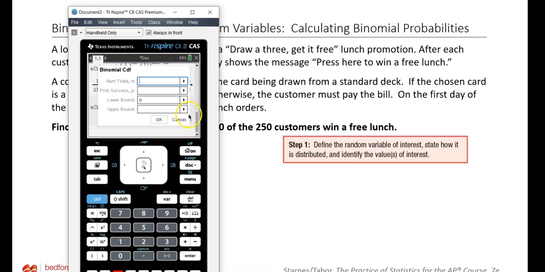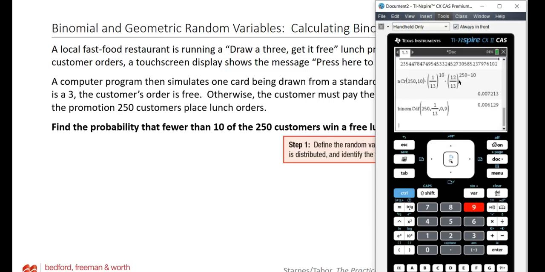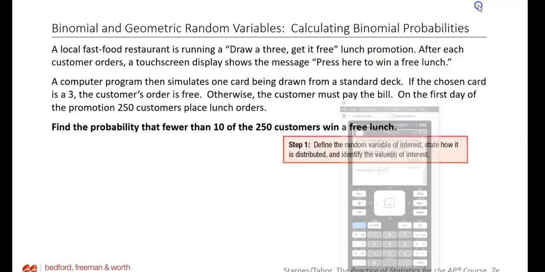So probability of success was 1 out of 13. And the number of trials, 250. Probability of success is 1 out of 13. Lower bound is 0. Upper bound, do we want to include 10? Fewer than 10, so just 9. So it should be 0.006. Okay, that's a different answer.